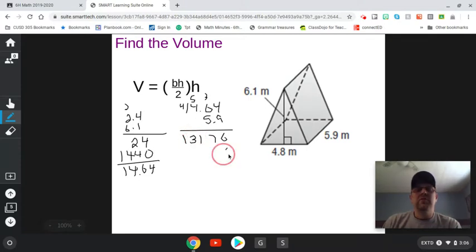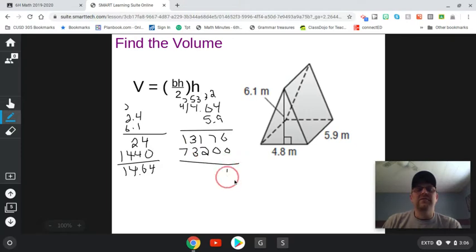Okay, then we're going to put a 0 here. Then we're going to have 5 times 4, which is 20. Carry that 2. 5 times 6 is 30. Plus 2 is 32. Carry the 3. 5 times 4 is 20. Plus 3 is 23. Carry the 2. 5 times 1 plus 2 is 7.